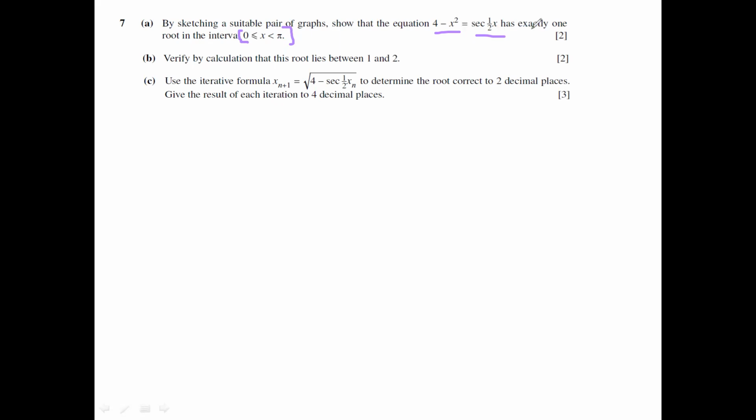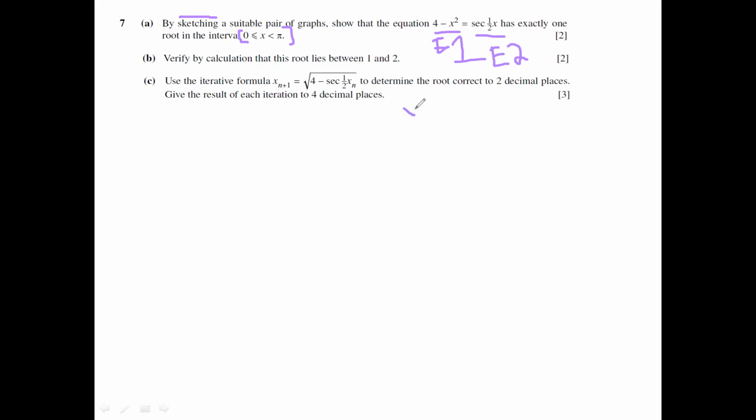What does it mean that they have only one root in the interval? It means that there would be only one point of intersection. So in order to show this, we will have to draw these sketches. They have already told us that we have to sketch. So how can we sketch these? You should understand that these are two independent equations. This will be equation one, and this will be equation two.